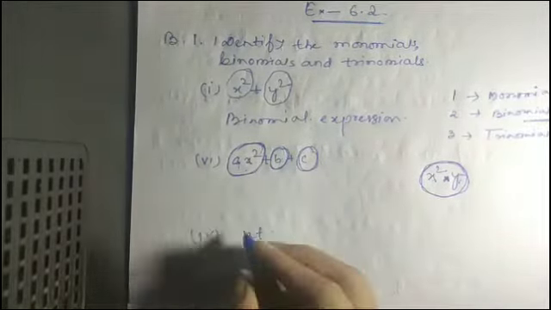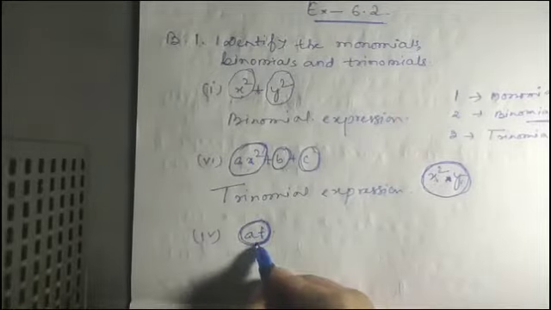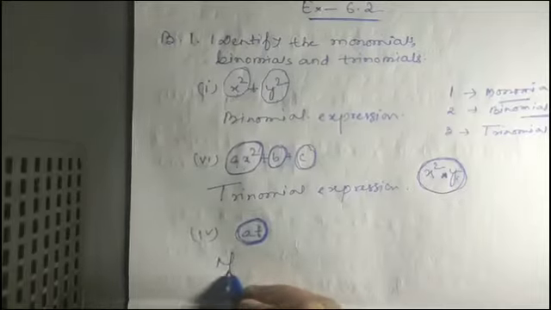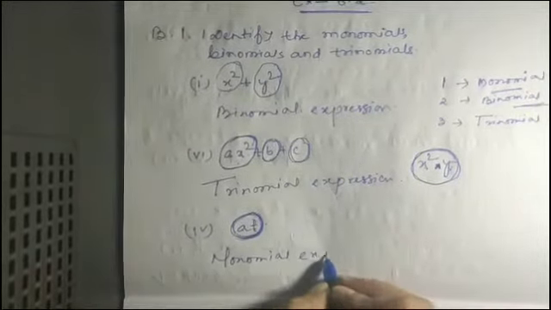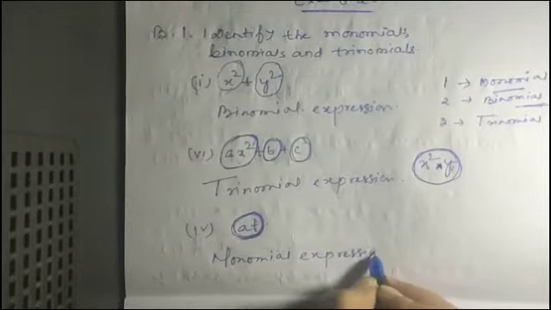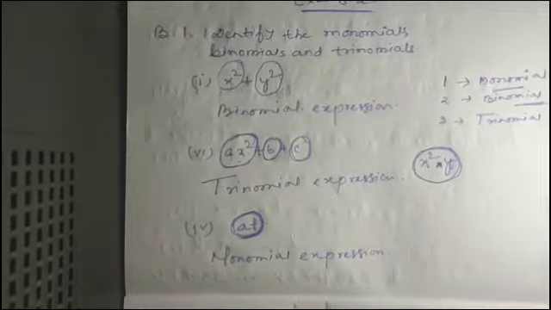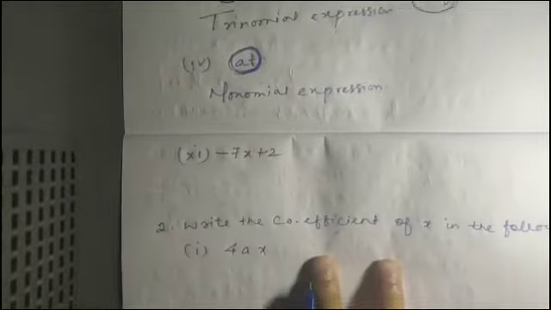And let's see number 4. Number 4 is at. This is not separated by plus or minus. This is in the product form. So we count this as one term. When it is one term, what do we call it? We call it a monomial expression. Done. Let's see number 11.